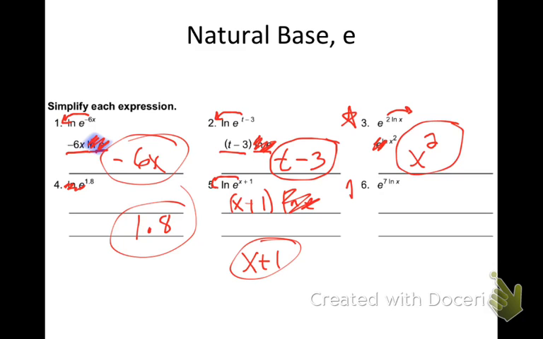6 is just like number 3. What am I going to do with that 7? Exponent, so I have e to the natural log of x to the 7th. What happens to the e and natural log? They cancel. I'm left with x to the 7th. Nice work.